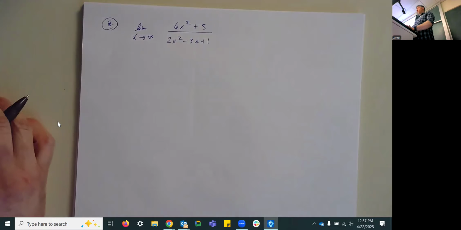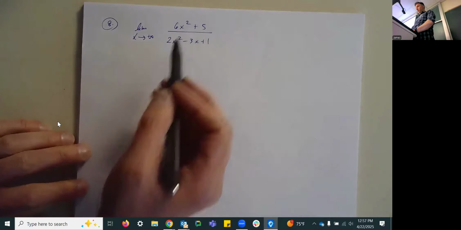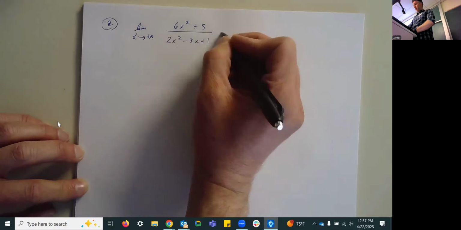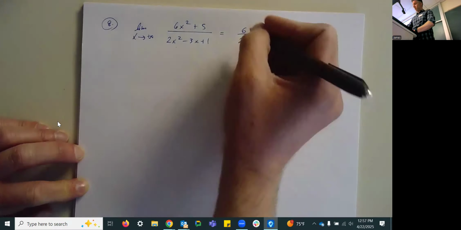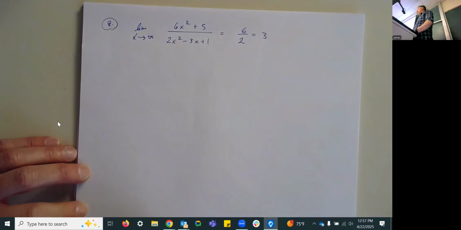I think you could all show me on your fingers what the answer to this limit is, because you are seeing that the numerator and the denominator have the same degree, which is 2. So the limit is the quotient of those leading coefficients, which is 6 divided by 2, which is 3. And the same is true whether it's to infinity or to negative infinity.